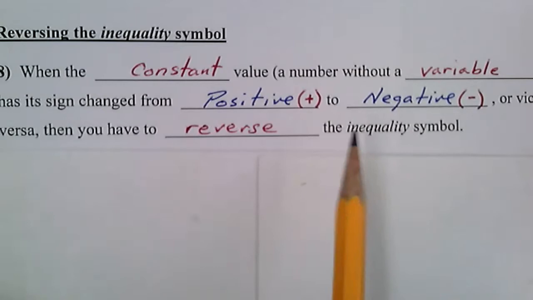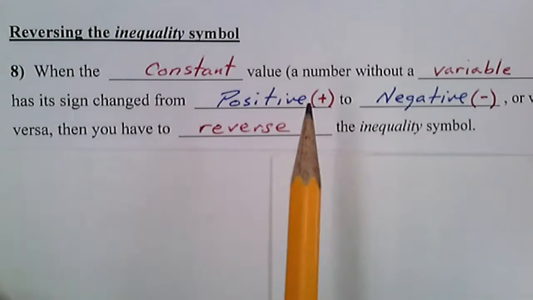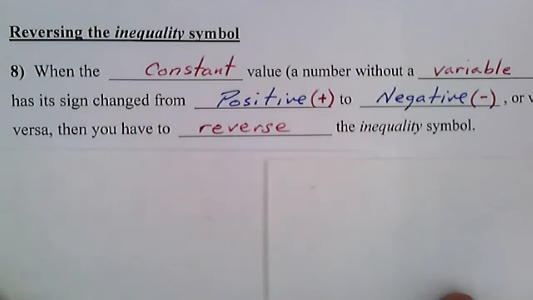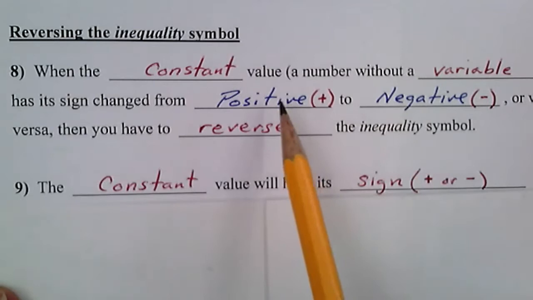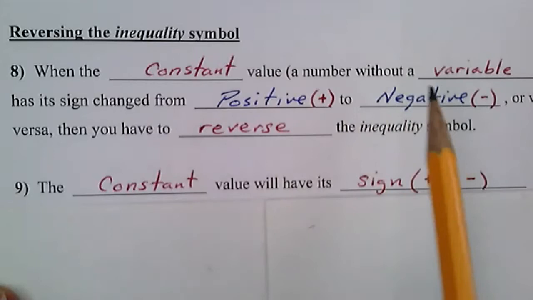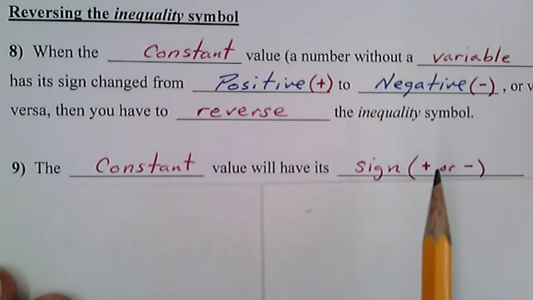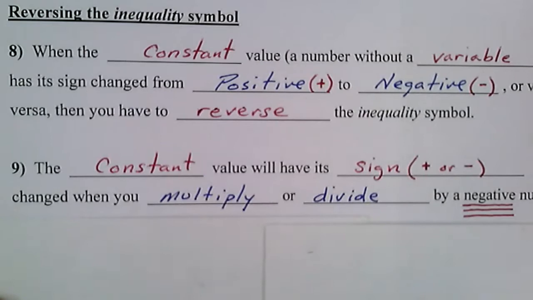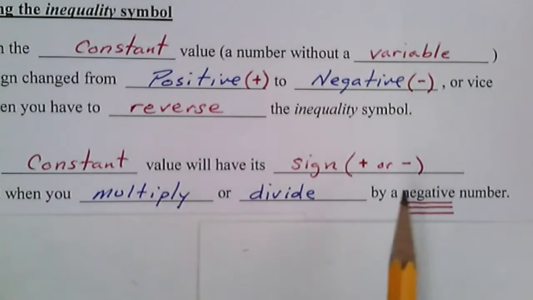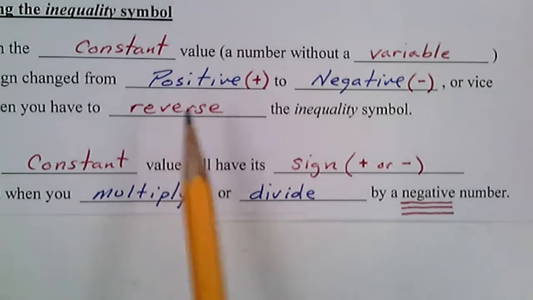Now I'll give you an example here in a moment, okay? So when we go from a positive to a negative, when that constant gets changed, then we have to reverse the inequality symbol, okay? Now, when would that happen? When would this value get changed from positive to negative or vice versa? Well, the constant value will have its sign changed when you multiply or divide by a negative number. So when you multiply or divide by a negative number, then the constant is changed, which means we have to reverse the symbol, okay?